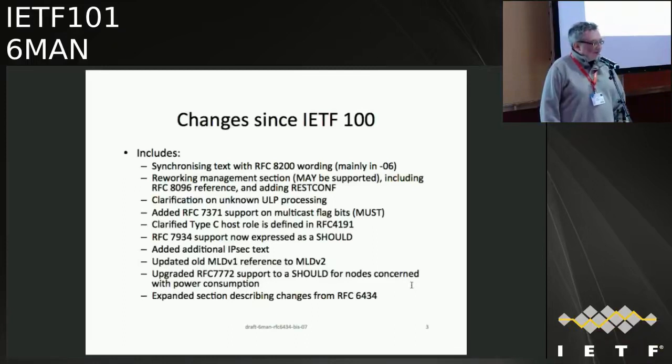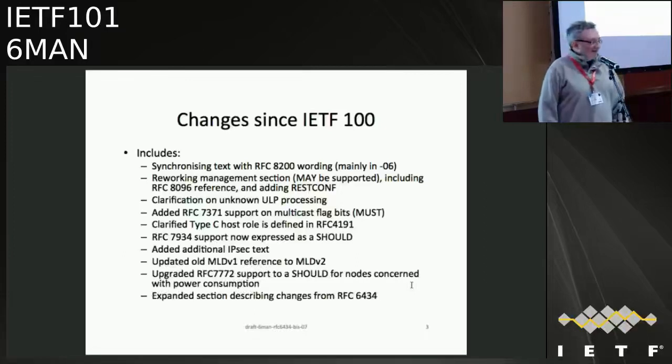The next one was a clarification on unknown upper layer protocol processing. So there was something in 8200 that was talking about an unrecognized next header, and it wasn't clear as to whether that was an unknown ULP or an unknown extension header type. So we just added a little bit of text to clarify that you should do the same regardless of which case it actually is.